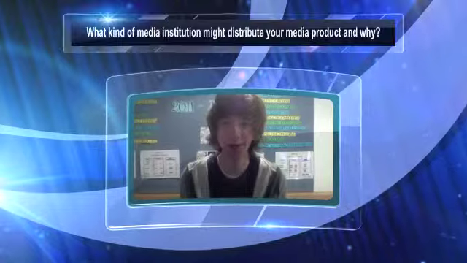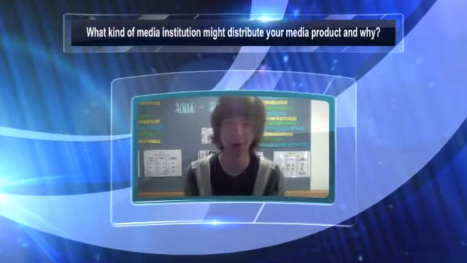What kind of media institution might distribute your media product and why? The type of media institution that would distribute my product would be institutions that deal with independent films. Independent films are often ones that are on a low budget and won't make it to Hollywood and big cinemas like Odeon. Independent films like mine are much more likely to be shown over the internet, film festivals, niche cinemas like the Phoenix or Channel 4 and other similar independent institutions that focus on a niche audience.